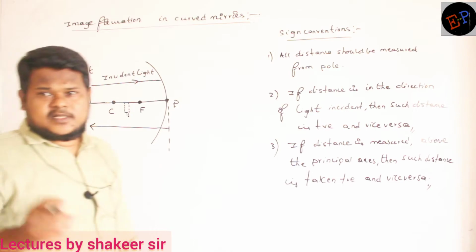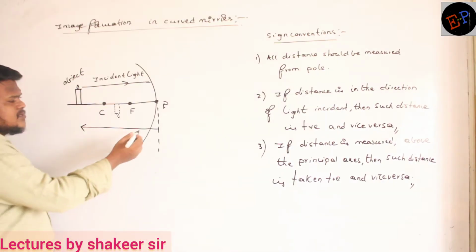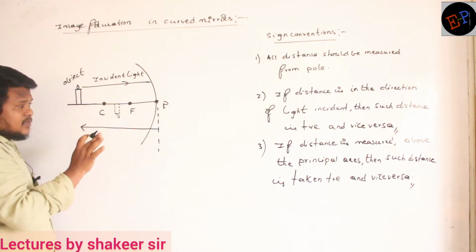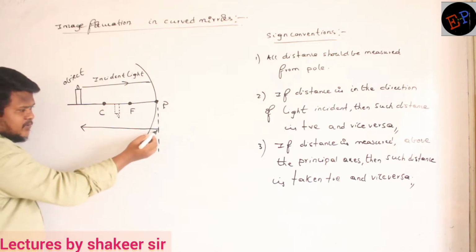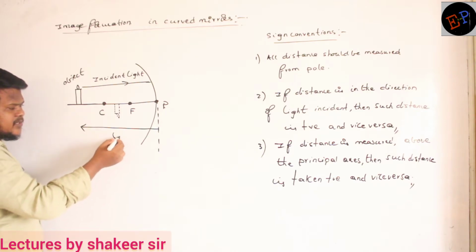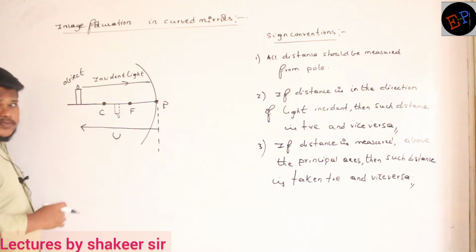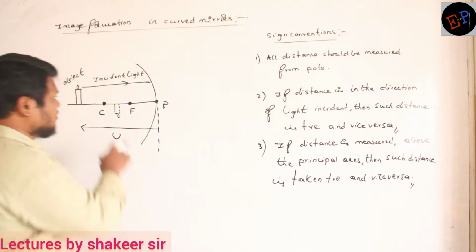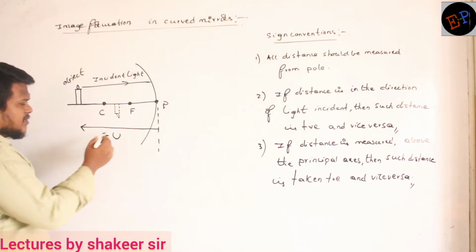Starting position should be what? I have to start from the pole. Every distance I have to measure from the pole itself. You should not start from here, you should start from here. So from the pole, I want to travel the object distance. Object distance is measured by u. Now the question is, is it plus u or minus u? Minus u. Why minus u? Because light is falling in one direction, but I am traveling in the opposite direction. So this distance I have to write as minus u.